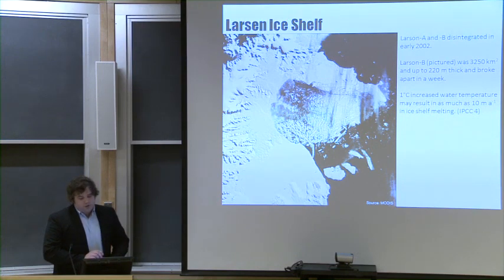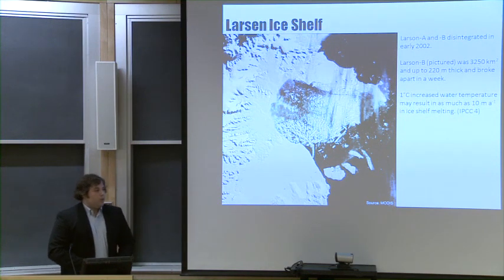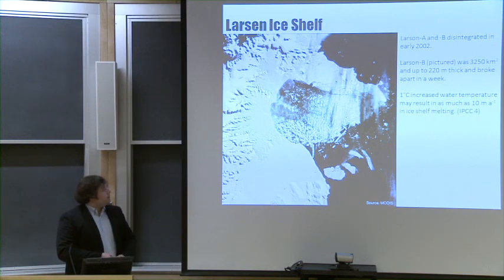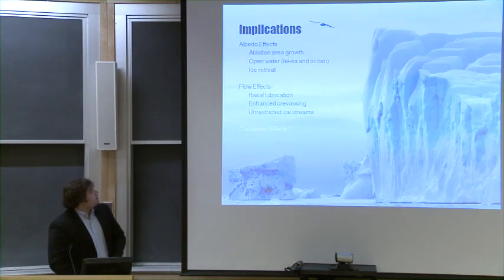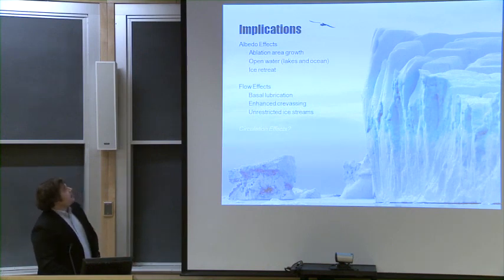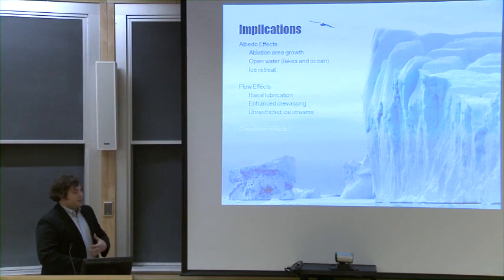The estimate released in the fourth IPCC report was that a 1 degree Celsius increase in water temperature would result in a 10 meter increased melt rate for these shelves. So the implications of these mass loss processes, as Latchezar talked about: albedo is really of concern here, because anytime we get more water, it lowers the albedo, and we end up with more heating. The same thing can happen near the ice margin, whether it's because of calving and new ocean water or just extension of the ablation area.